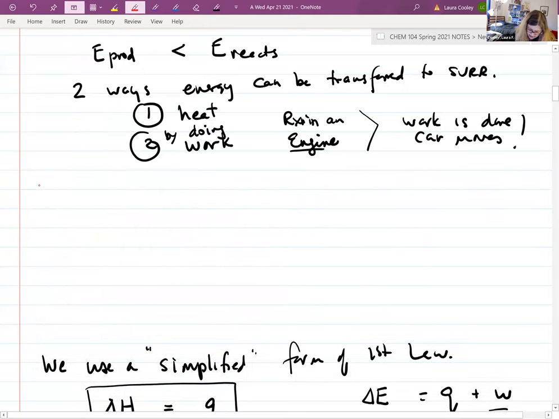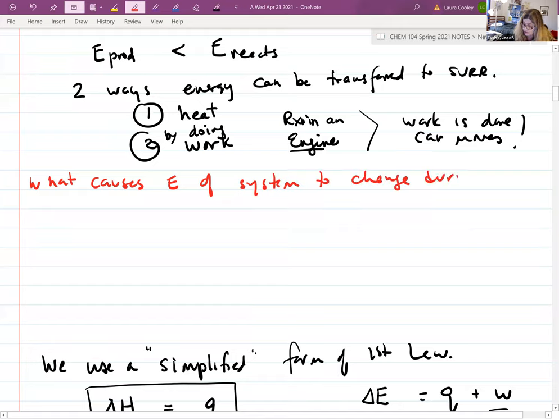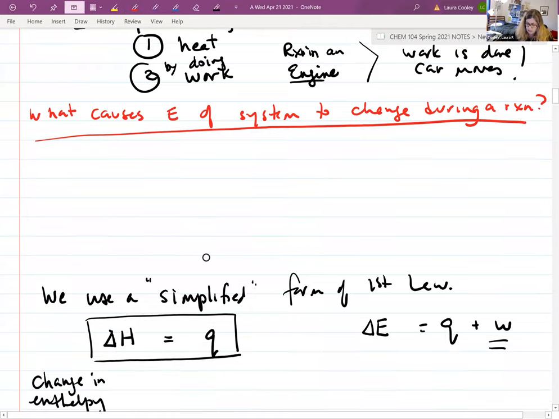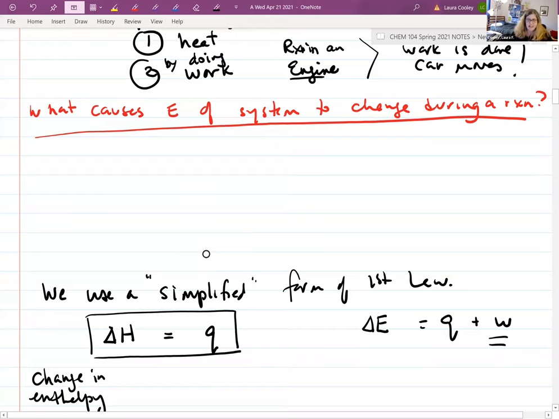I want to have a little aside that says, what causes the energy of the system to be higher or lower after a chemical reaction? So what causes the energy of the system to change? During a reaction, what is it about a reaction that causes the energy of the system to change? I've definitely referred to this many times, but there are certain things that require energy when you have a chemical reaction, and certain things that release energy.